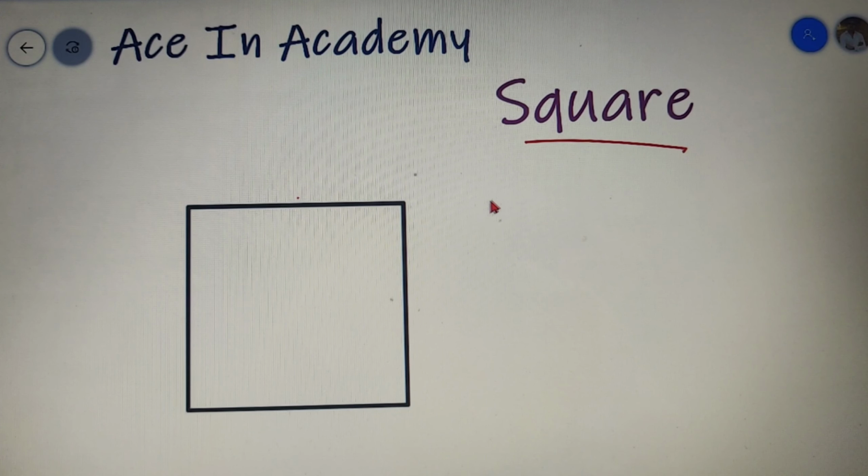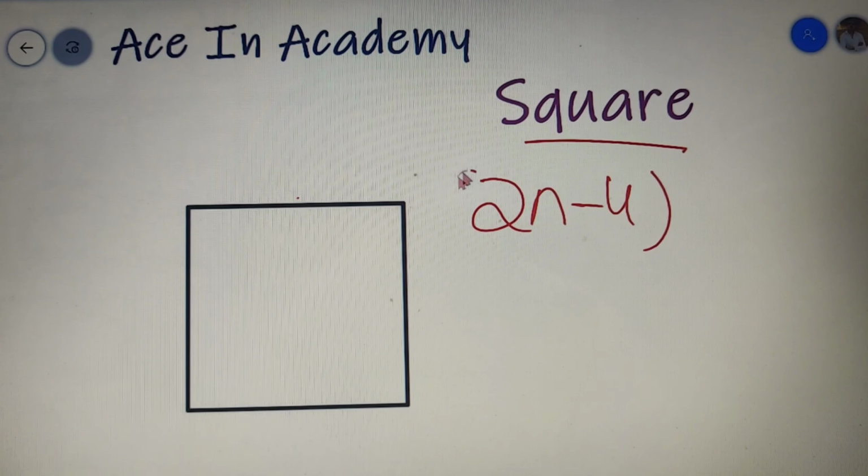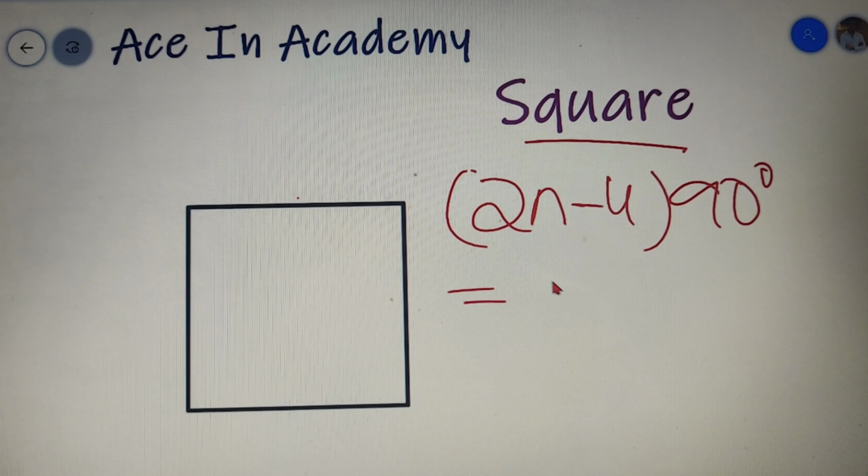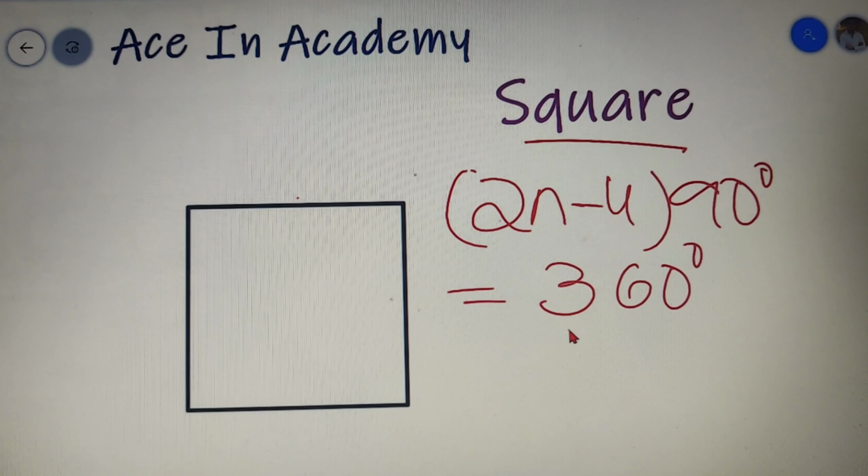Since a square is a polygon, then we can calculate the sum of its angles by this formula of (2n minus 4) into 90 degrees. So upon putting n equal to 4, we will have the sum of angles equal to 360 degrees.